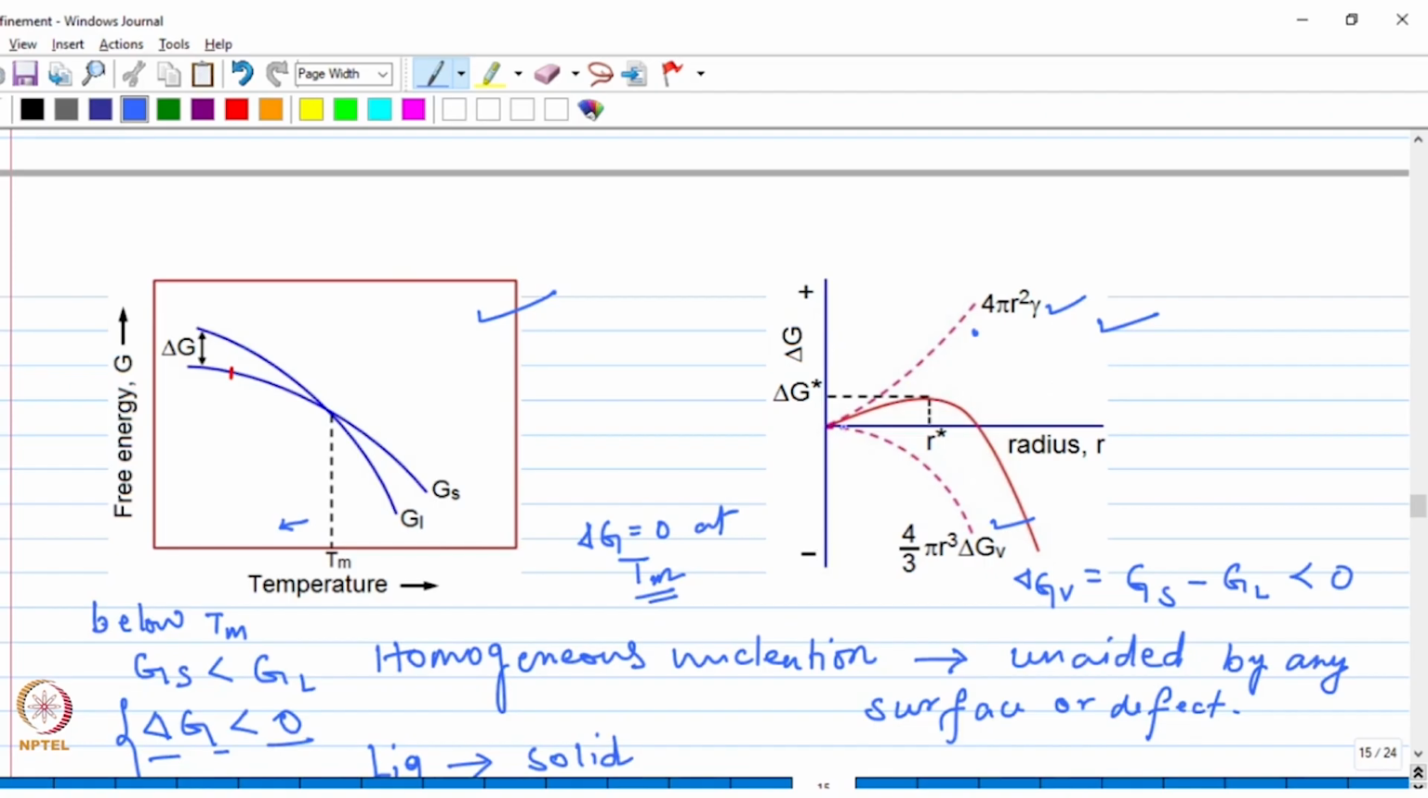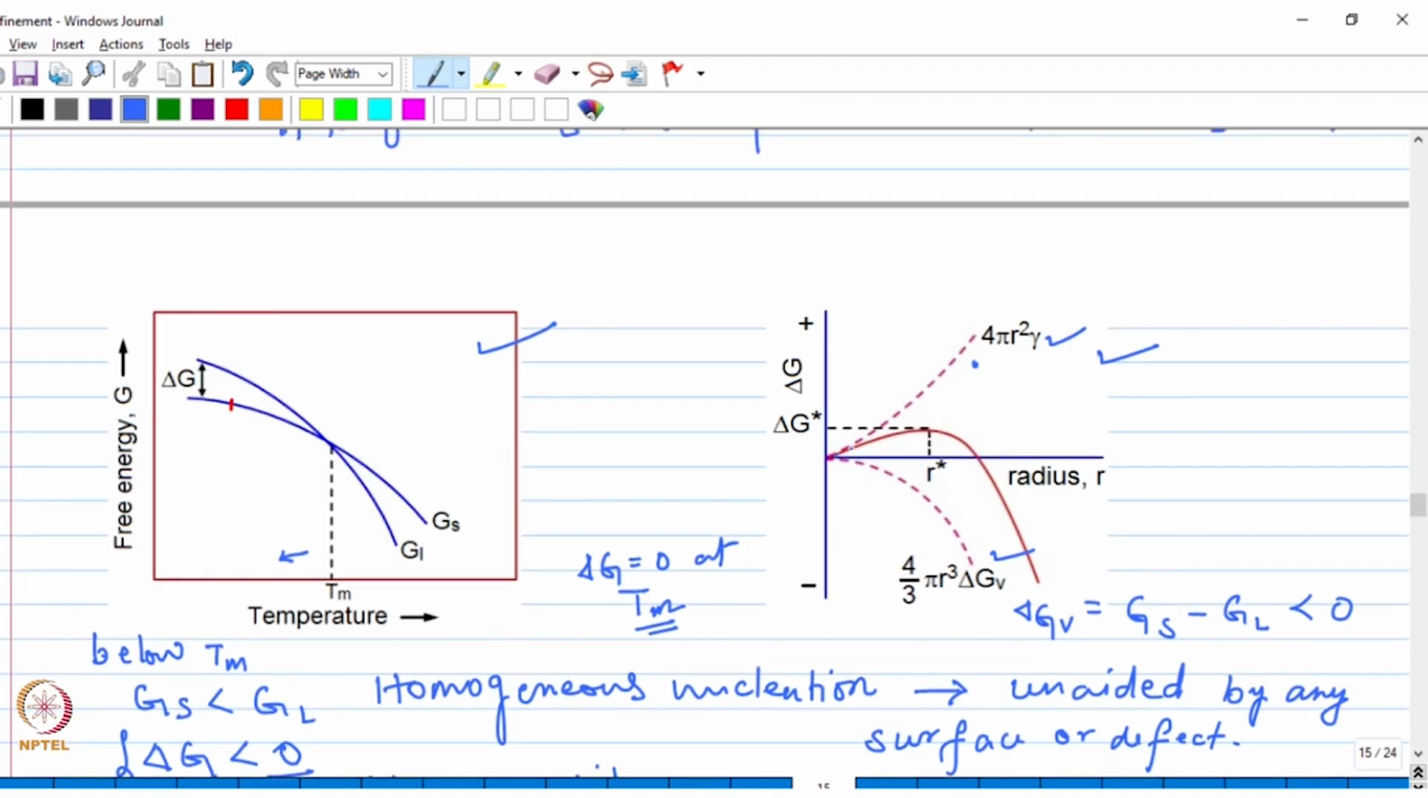And this solid curve that you see is the summation of these two. If you look at this total curve, for small values of R, the surface energy term is dominant, and that is why for small values of R, this curve will tend to follow the surface energy curve. But as R increases, the volume energy becomes more dominant, and when it goes beyond a particular size, this curve will tend to follow the volume energy curve, and as a result, it will come down beyond that critical size.